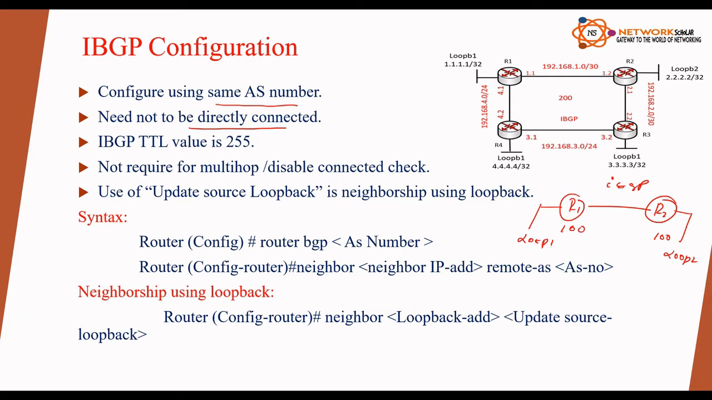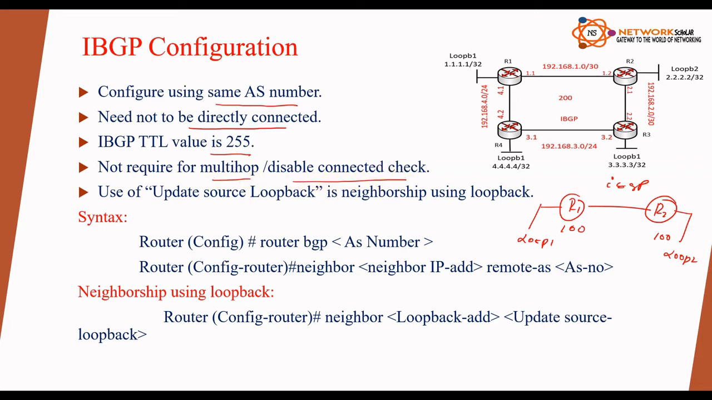Okay, and then if we would like to establish neighborship between two indirectly connected links, we could do it. In this case, the TTL value has to be incremented. But in terms of iBGP, the TTL value is always fixed, which is 255. Since there is no hard and fast rule between a direct connection and indirect connection, the TTL value is always 255. Therefore, we do not need the multi-hop command or the disable connected check.